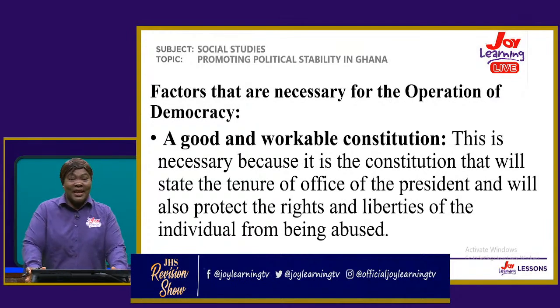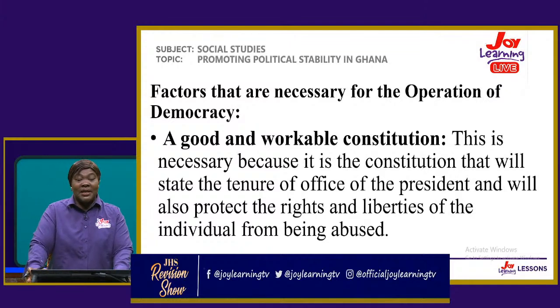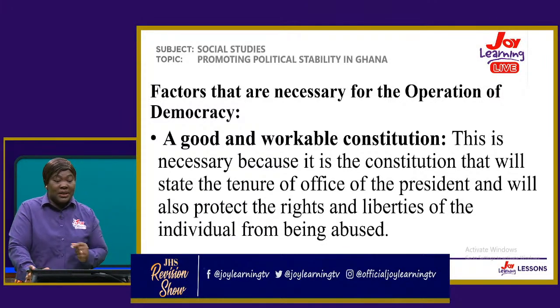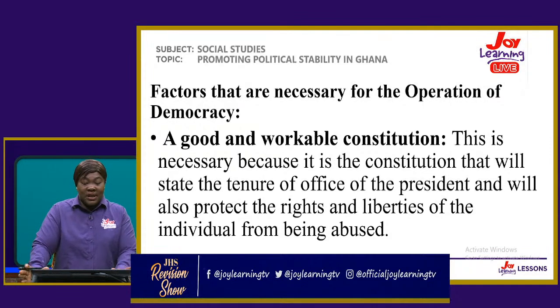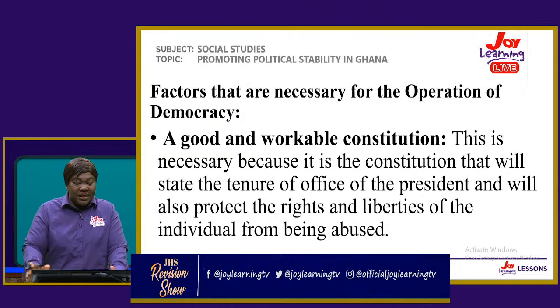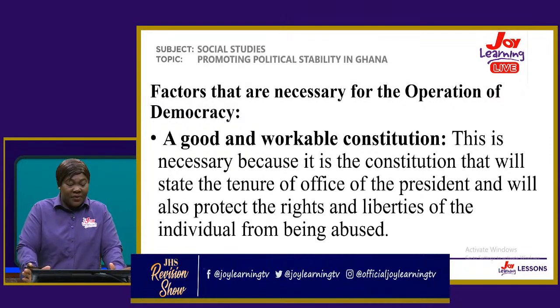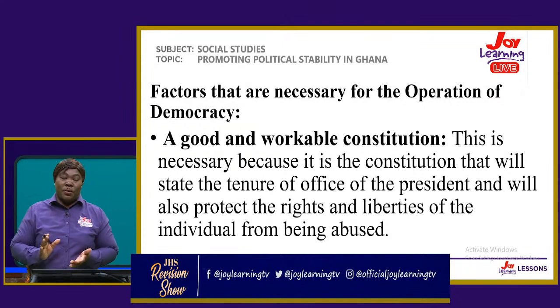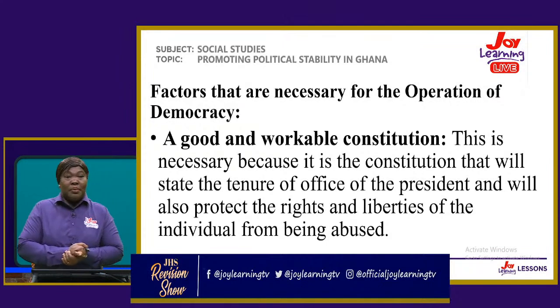Now let's look at the next point. Factors that are necessary for the operation of democracy. The first point is a good and workable constitution. This simply means it is very necessary because it's the constitution that states the tenure of office of a president and will also protect the rights and liberties of the individual from being abused. This is just simple. Good and workable constitution.